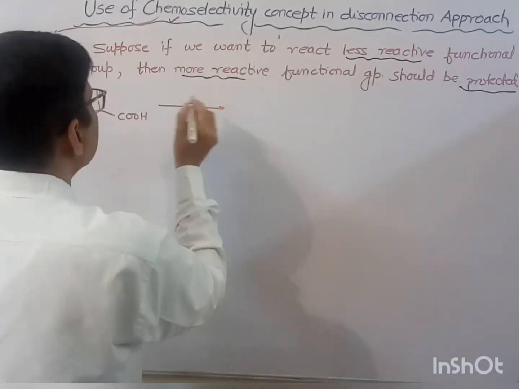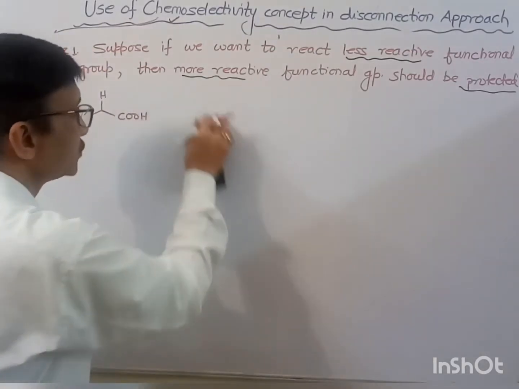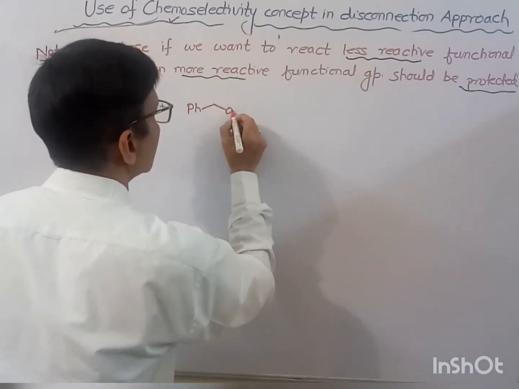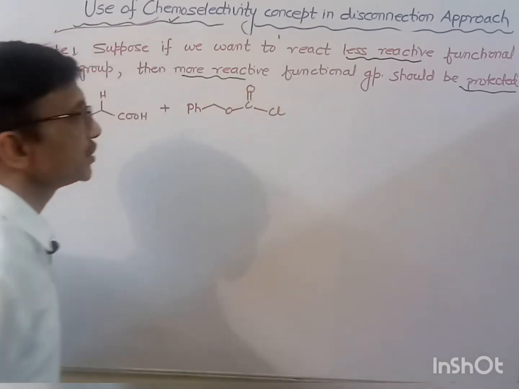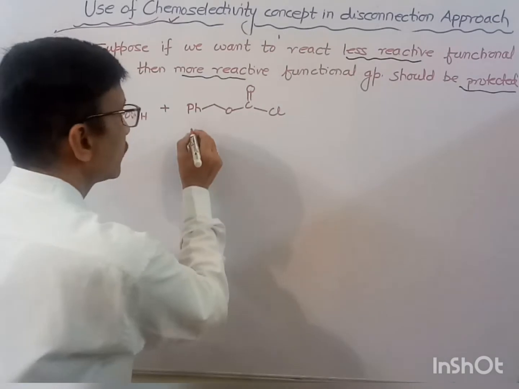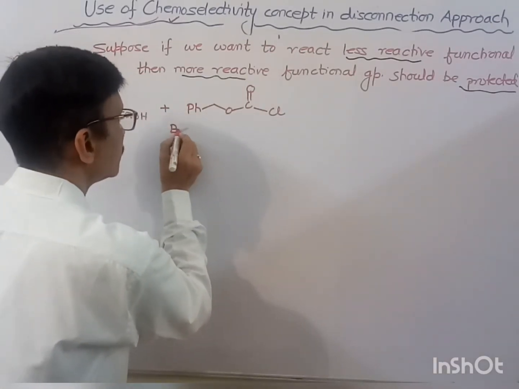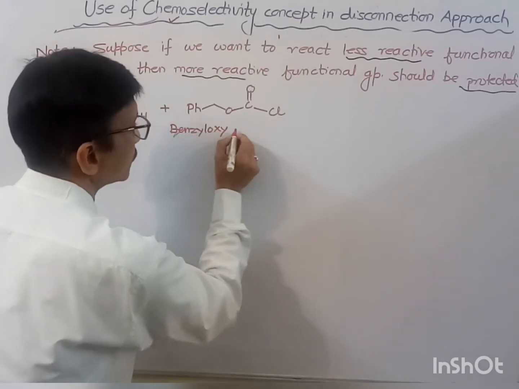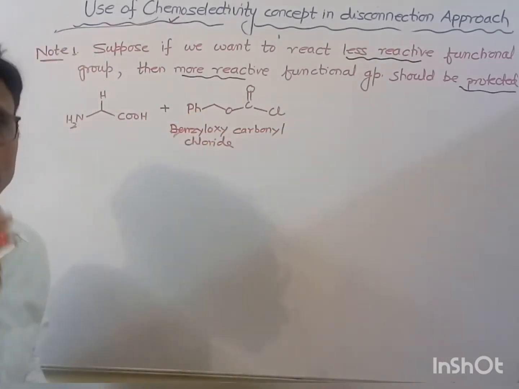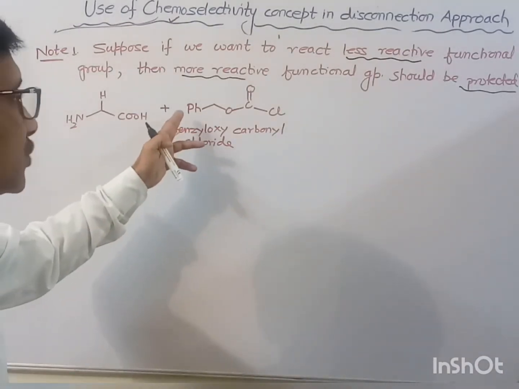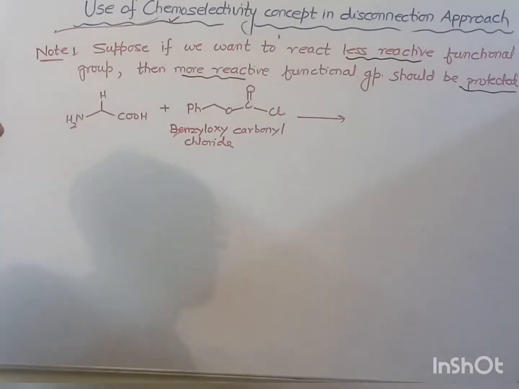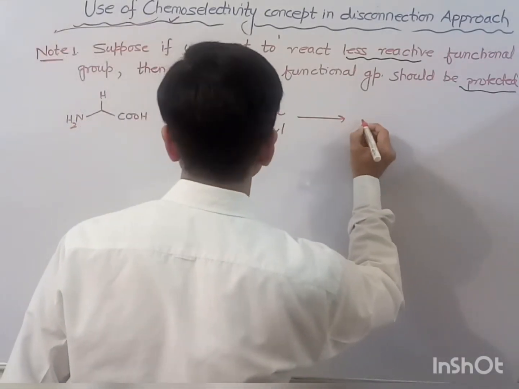It can be protected by using benzyloxycarbonyl chloride. So this is benzyloxycarbonyl chloride. Okay, so it can be protected by using this. We will see this protecting group in protecting group chemistry, where we will see much more about it. Now this NH2 group will react with this protecting reagent.